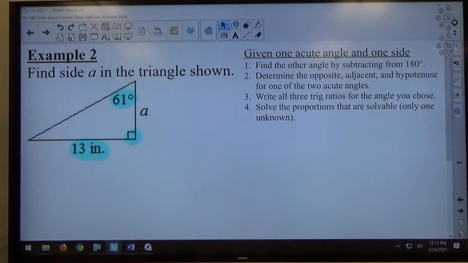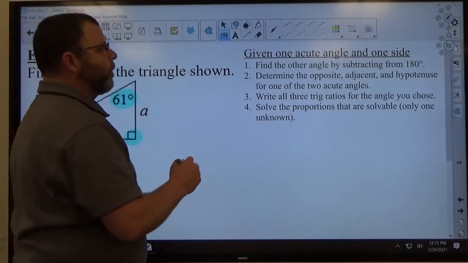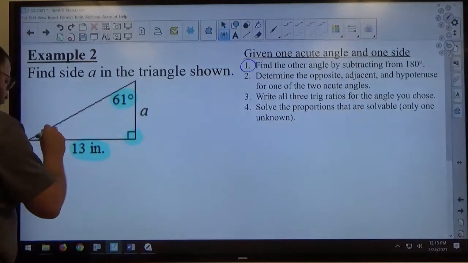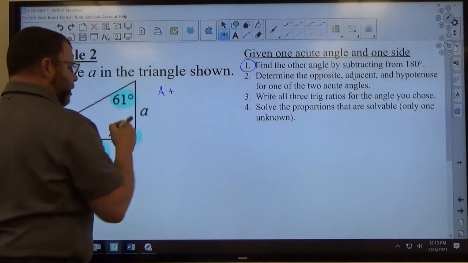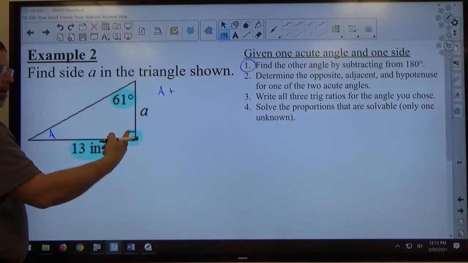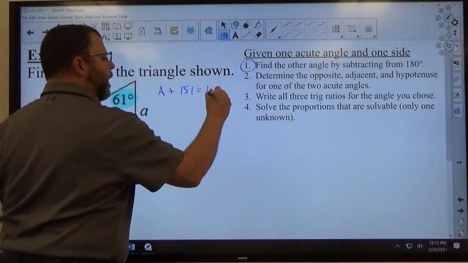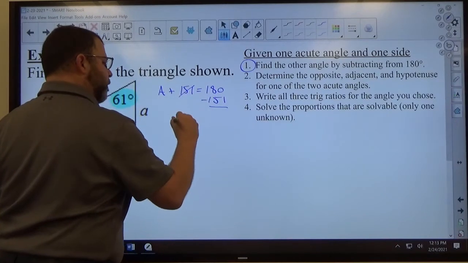One acute angle, one side. 61 acute, one side measure known. Okay. So again, if I start with the first step, it says find the other angle by subtracting from 180. So again, if I call this angle A to give it a name, A plus, all right, so 90 plus 61 is 151. So A plus 151 equals 180. We chop the 151 off, and we get A is equal to 29.